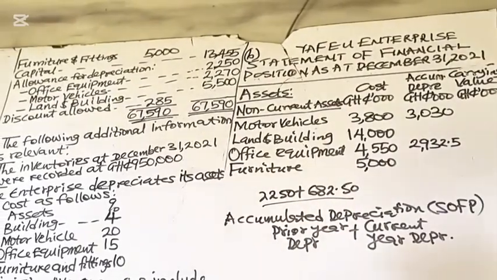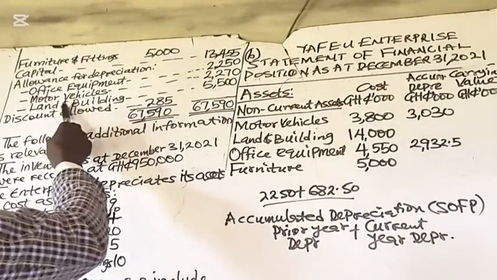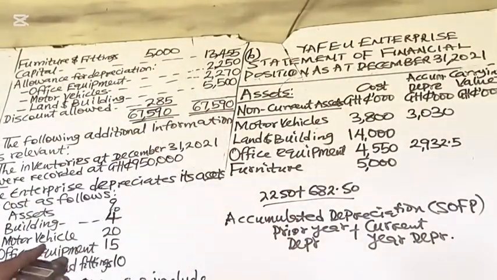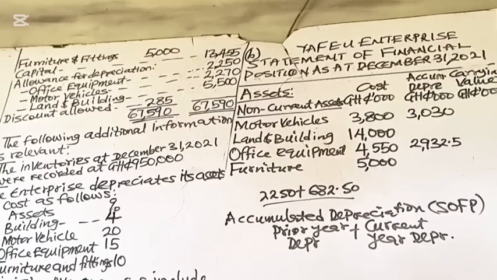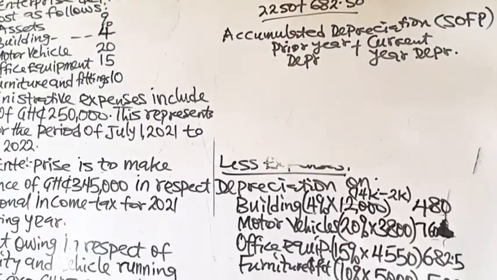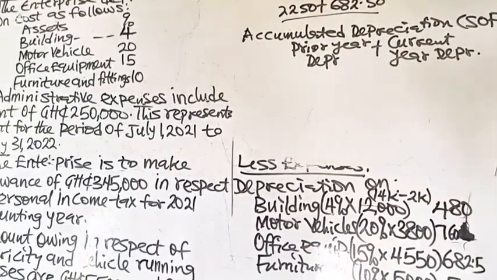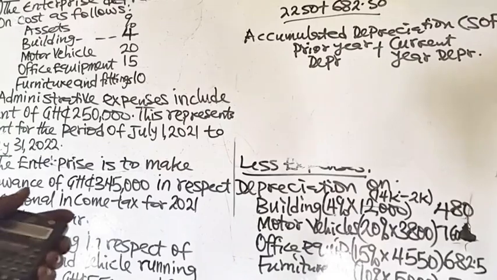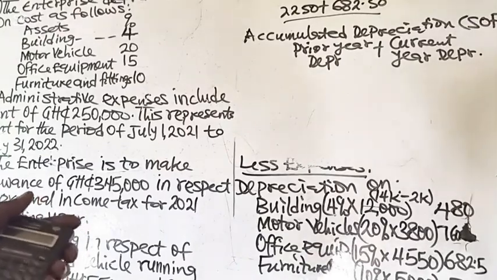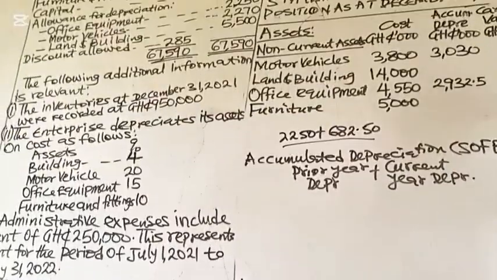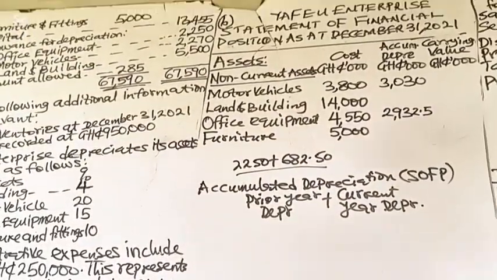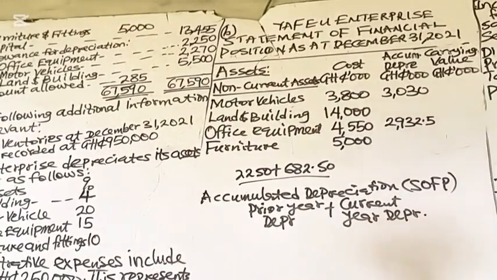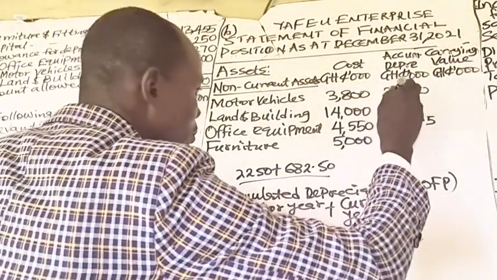Then, after motor vehicles, you have land and building. The accumulated depreciation in respect of land and building is 5,500. That is the amount given in the trial balance. 5,500 plus how much was given in respect of land and building in the statement of profit or loss? Remember depreciation of building, and that was 480. If you add the 480 to 5,500, you get 5,980. So that is the amount of the accumulated depreciation that will be used in the statement of financial position, 5,980.